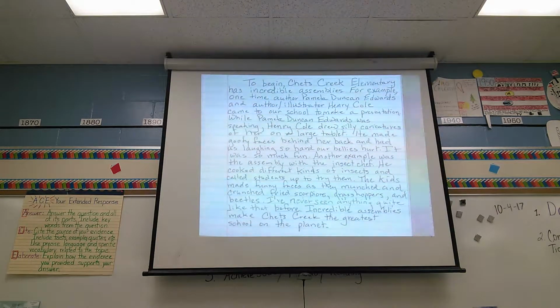I'm going to go back and I'm going to read the entire body paragraph to you. Pay close attention to the different parts in the structure. "To begin, Chetts Creek Elementary has incredible assemblies. For example, one time author Pamela Duncan Edwards and author-illustrator Henry Cole came to our school to make a presentation. While Pamela Duncan Edwards was speaking, Henry Cole drew silly caricatures of her on a large tablet. He made goofy faces behind her back and had us laughing so hard our bellies hurt. It was so much fun.